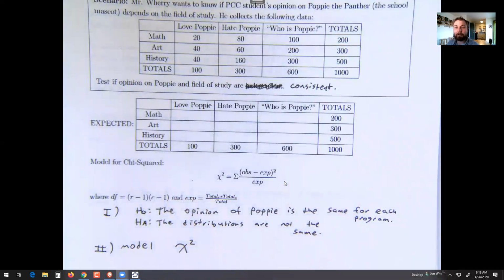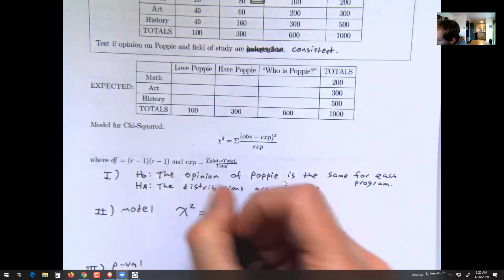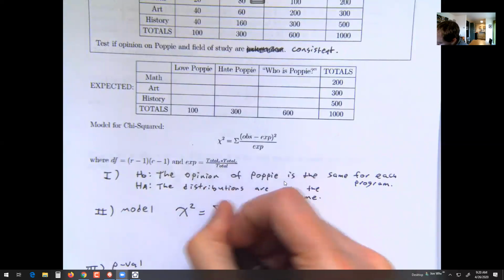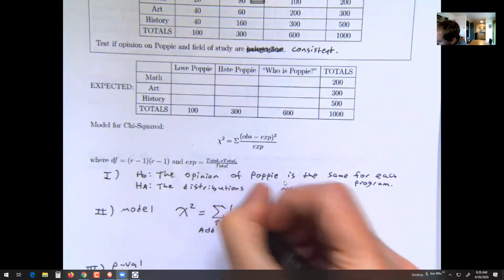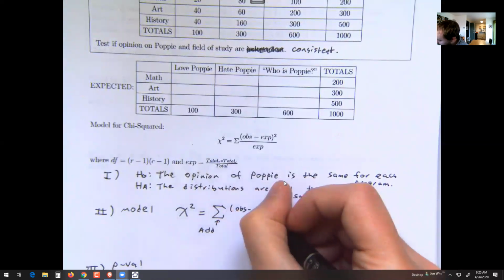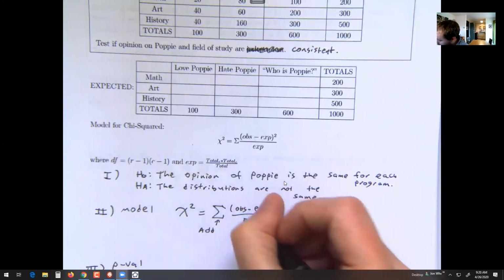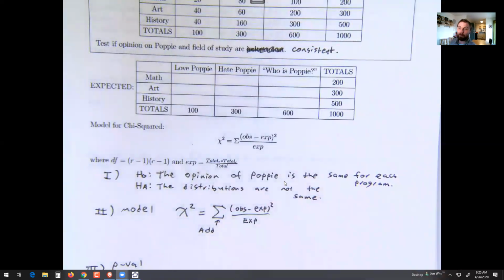I'm comparing counted data, so I'm using chi-squared when I'm looking at any sort of categorical information like this. So my variables love, hate, and who is Poppy, those are word-based data things. That's what makes this categorical. I can count it. My chi-squared model adds, that's what this symbol means, add, your observed value minus the expected value squared divided by the expected value. It's going to tell me roughly how much error there is.